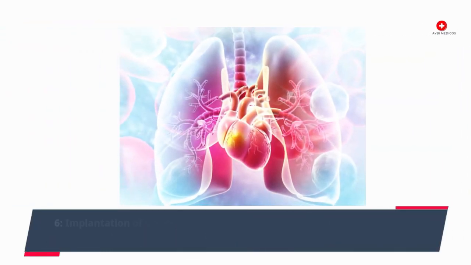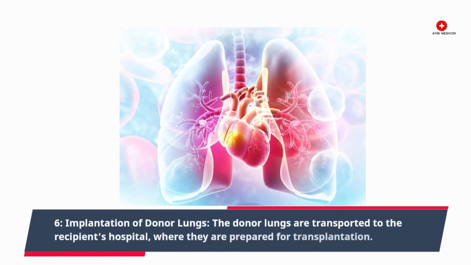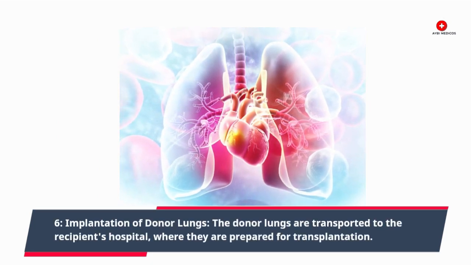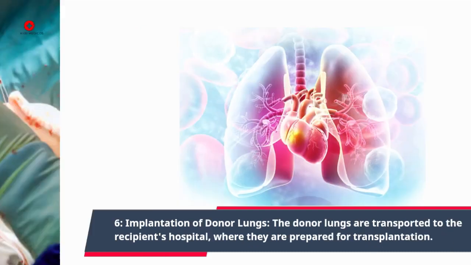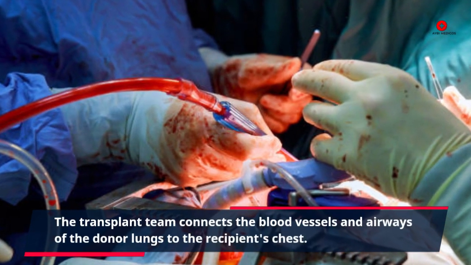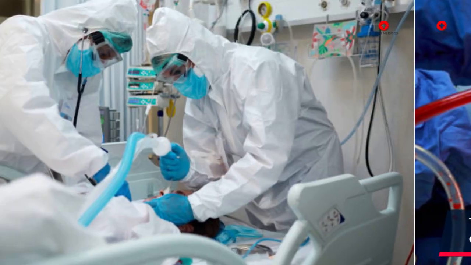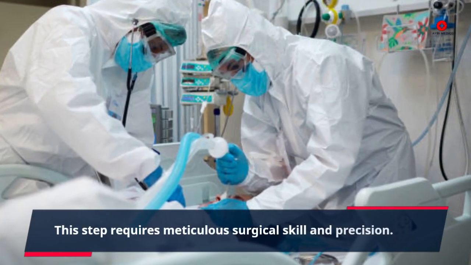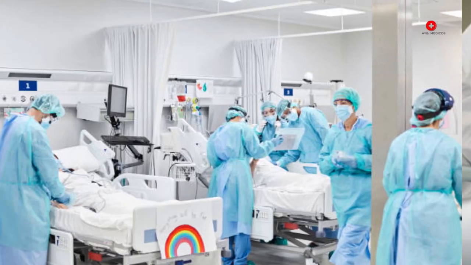6. Implantation of donor lungs. The donor lungs are transported to the recipient's hospital, where they are prepared for transplantation. The transplant team connects the blood vessels and airways of the donor lungs to the recipient's chest. This step requires meticulous surgical skill and precision.